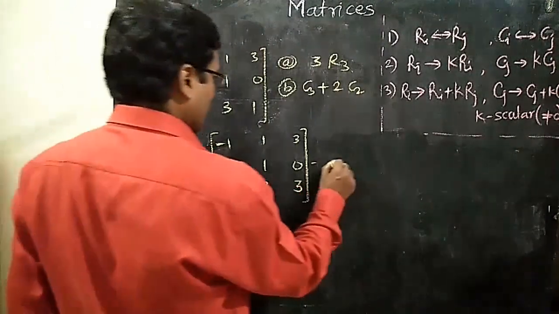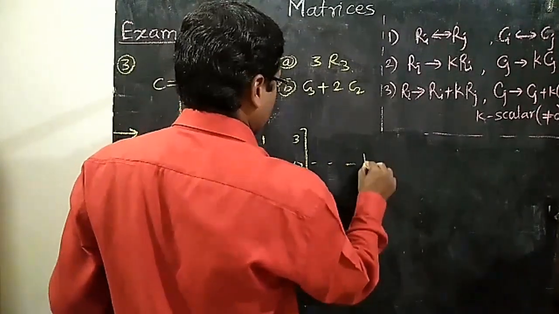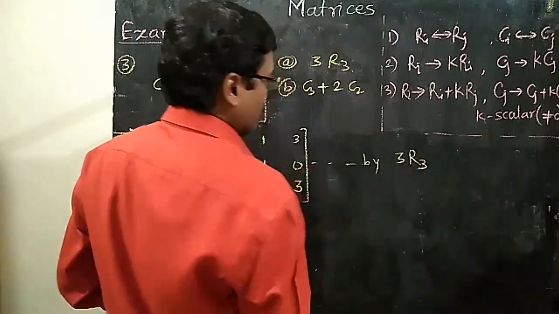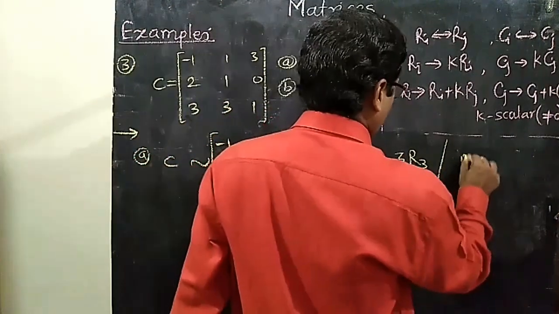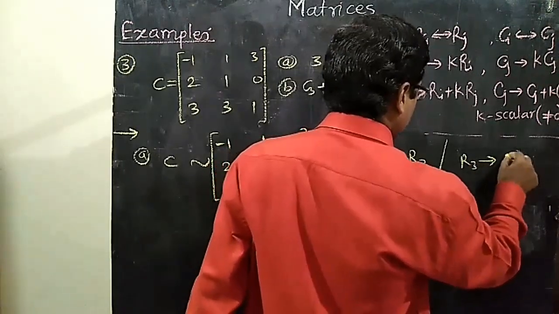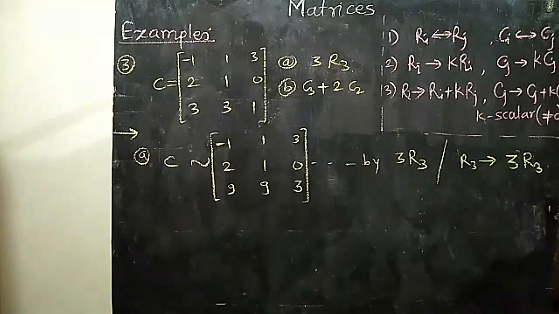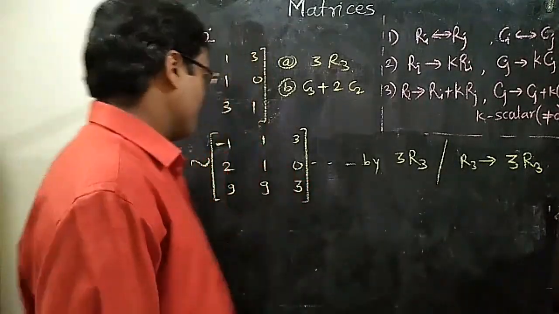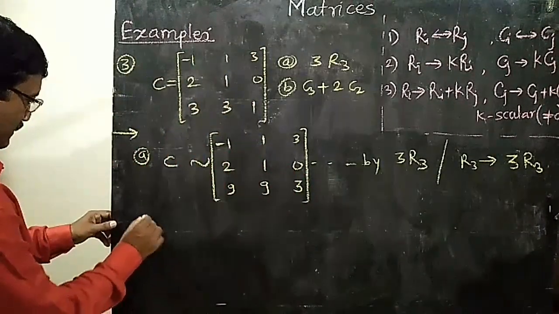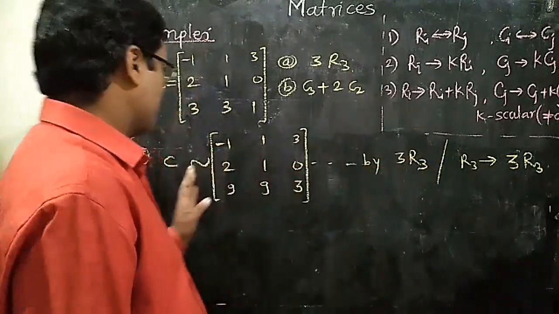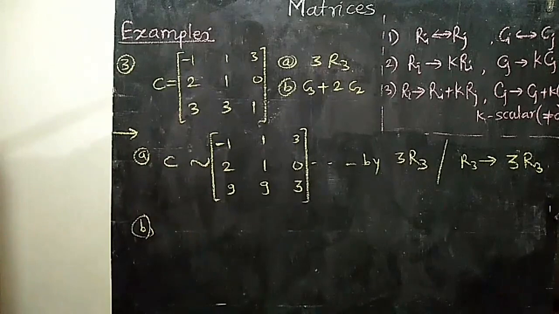We can write the reason after this operation, that is by 3 times R3, or we can write this as R3 changes into 3 times R3. By both ways we can represent this operation. Let's see second. Sometimes we can write the operation after the actual conclusion.